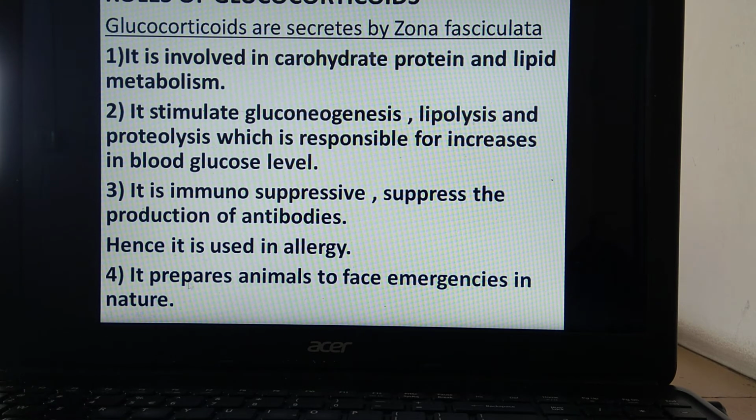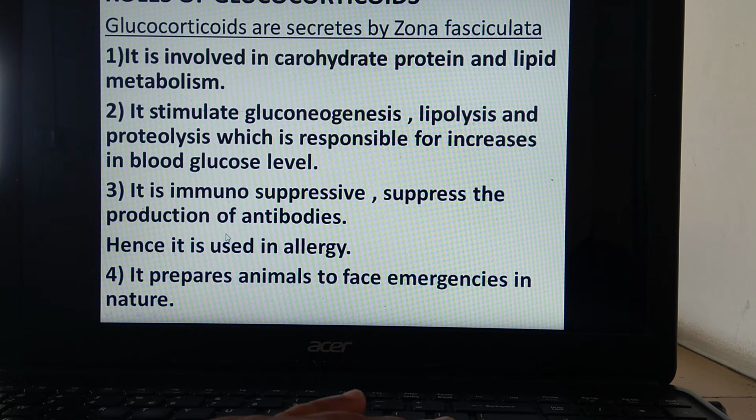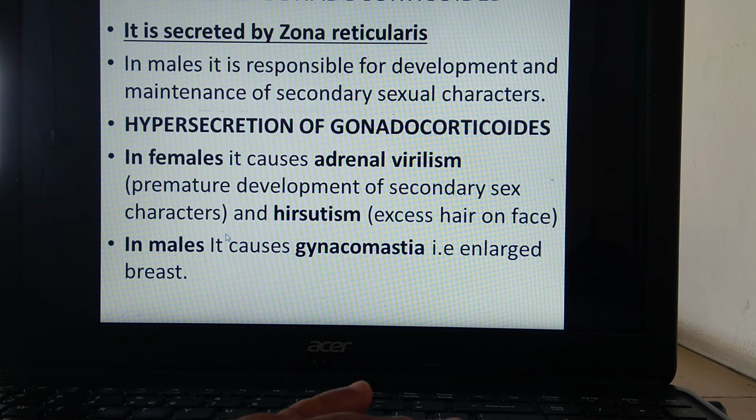Next one, it prepares the animal to face emergencies in nature. Emergencies means sometimes we have to take decisions within a very short period of time. So that type of emergencies can be handled because of the presence of glucocorticoids.